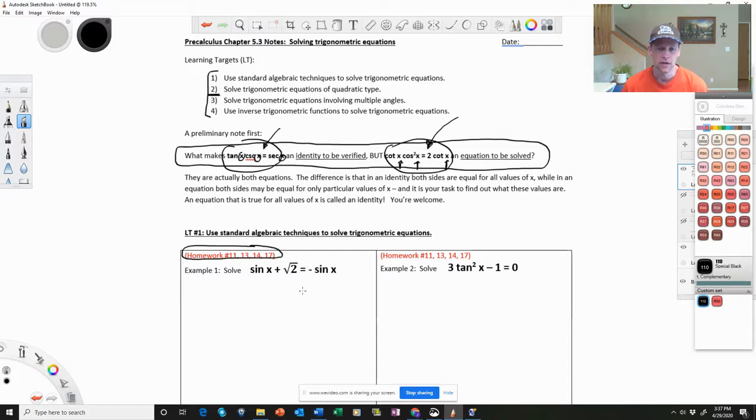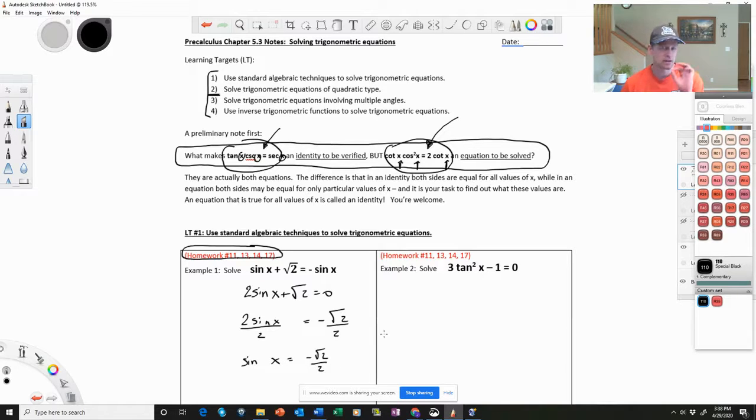Well, one thing you might want to start with on this guy is adding the sine to both sides, so we can get the sines together. So adding a sine to the left and adding a sine of x to the right, we're going to end up getting 2 times the sine of x plus the square root of 2 equals 0. Now subtracting the square root of 2 from both sides, because remember, we're trying to solve for the sine of x. We're trying to get the sine of x by itself, and therefore I'm going to get that the sine of x equals negative root 2 over 2.